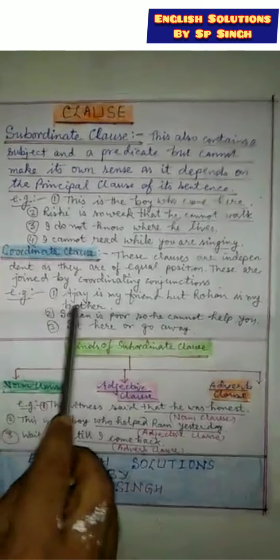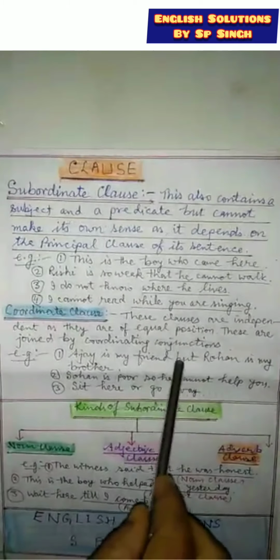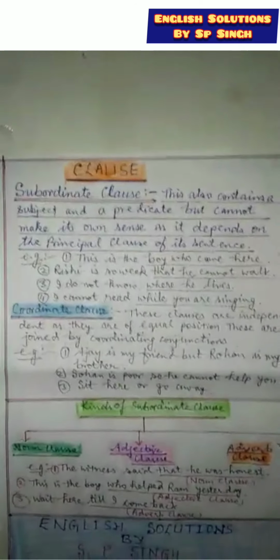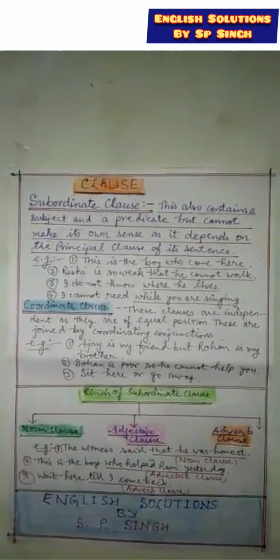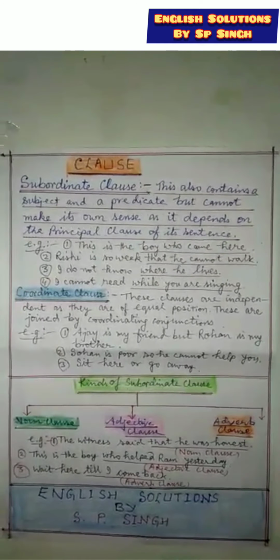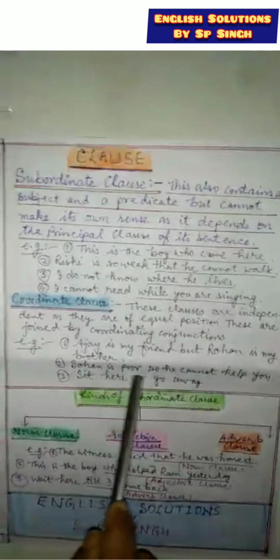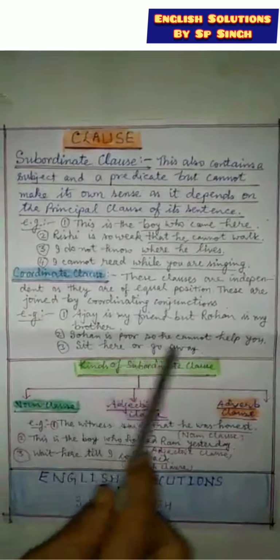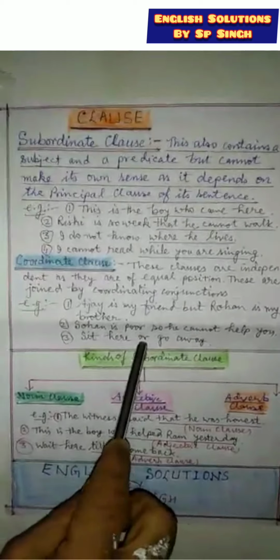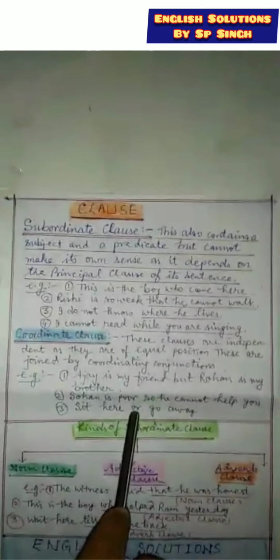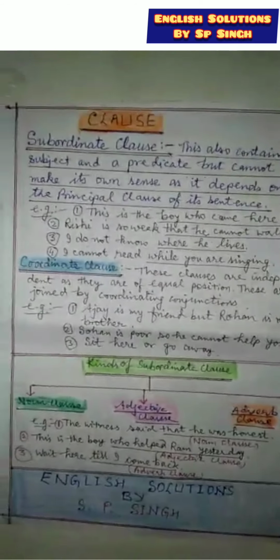If you separate this sentence and remove the coordinating conjunction but, then both parts will be separate meaningful parts of the sentence. Second is: Sohan is poor so he cannot help you, and third example is: sit here or go away. If you remove the coordinating conjunction or, then both have independent meanings.